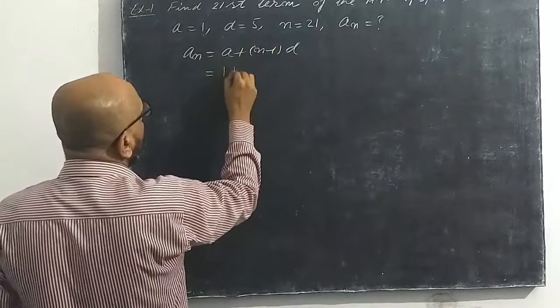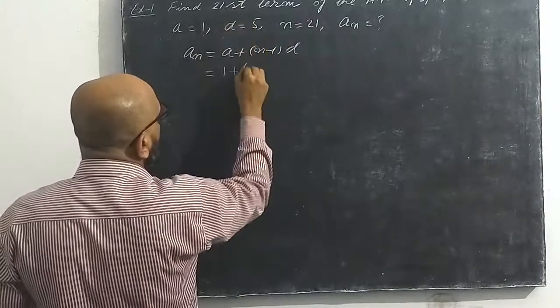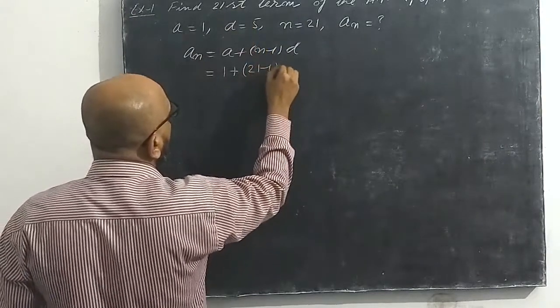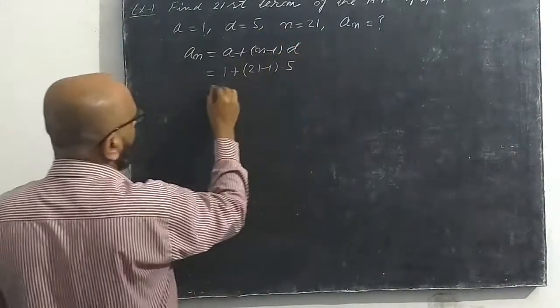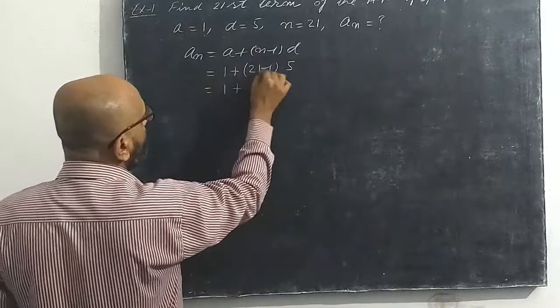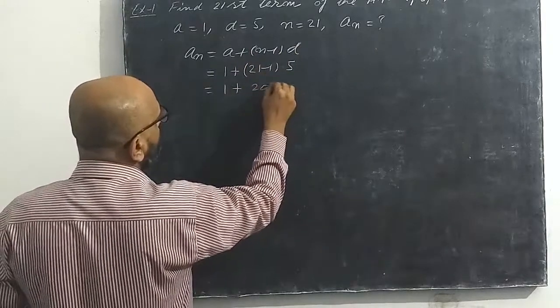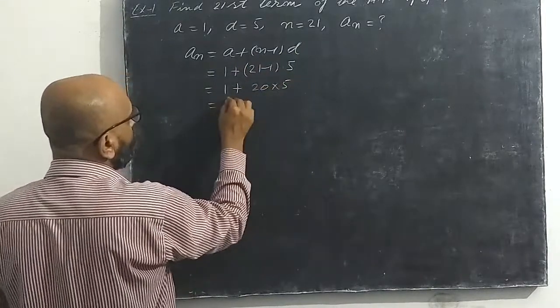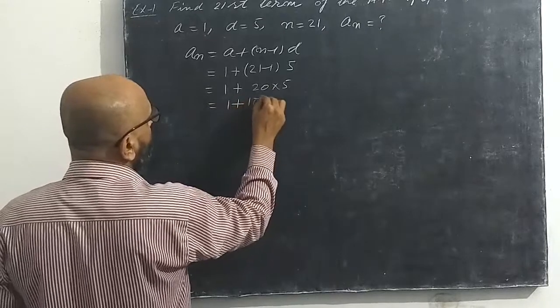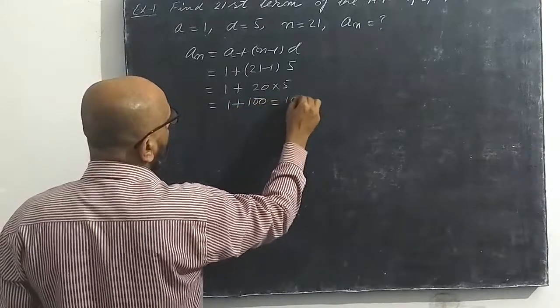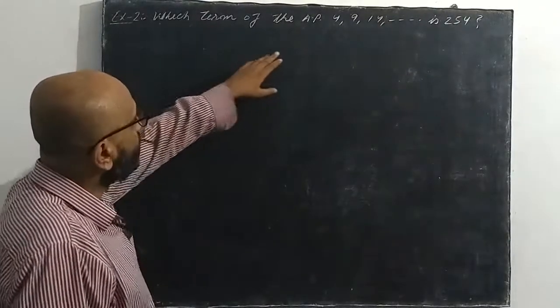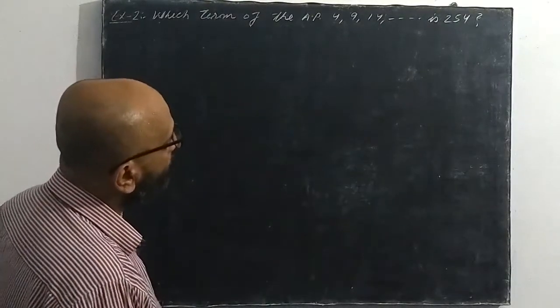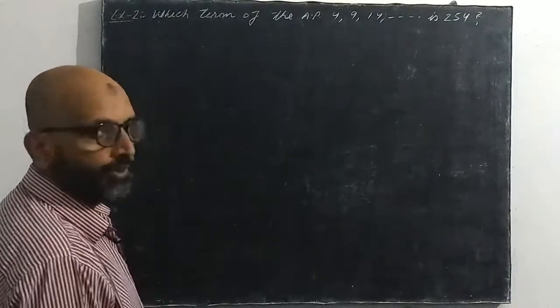a is 1 plus n is 21, so 21 minus 1 into d, d is 5. So 1 plus 21 minus 1, 20, 20 multiplied by 5, that is 1 plus 100, that is equal to 101. Now the next example is which term of the AP 4, 9, 14 and so on is 254.